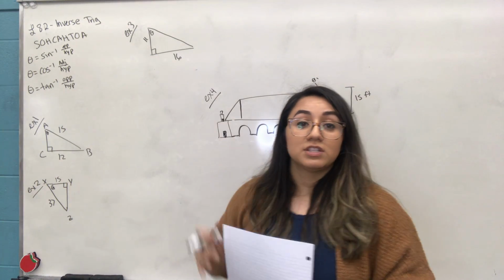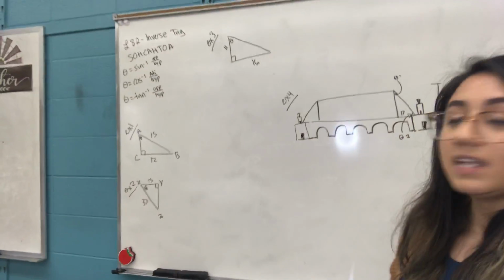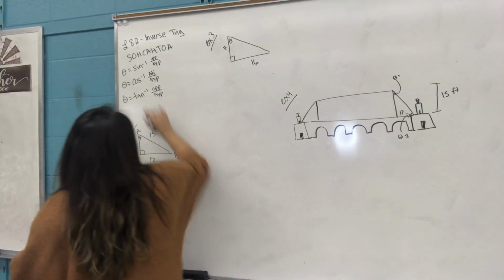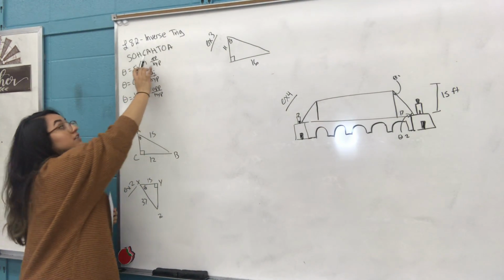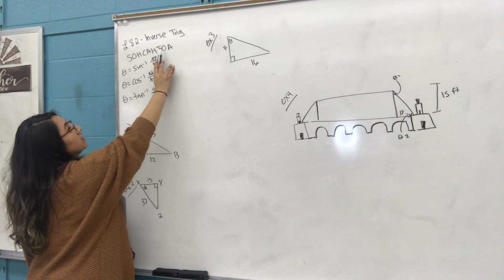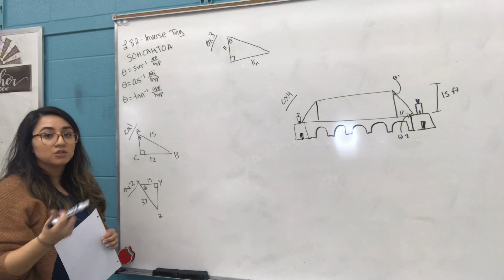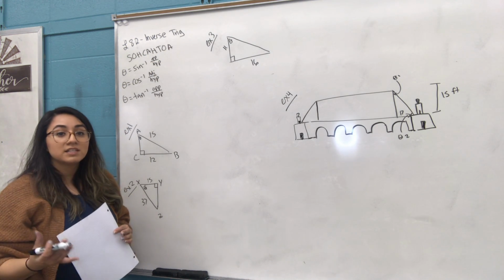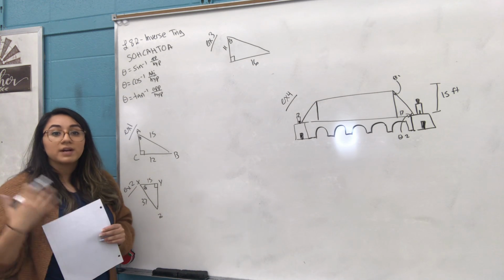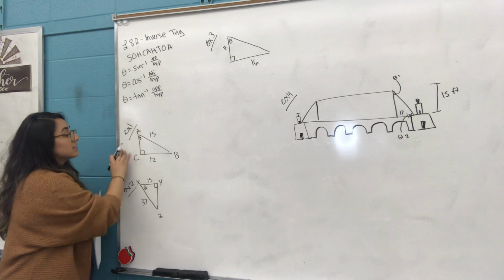SOHCAHTOA, very good to memorize. All you need to know: sine is opposite over hypotenuse, cosine is adjacent over hypotenuse, tangent is opposite over adjacent. So before we were solving for missing sides, for this lesson we're going to solve for angles. So let's look at example 1.